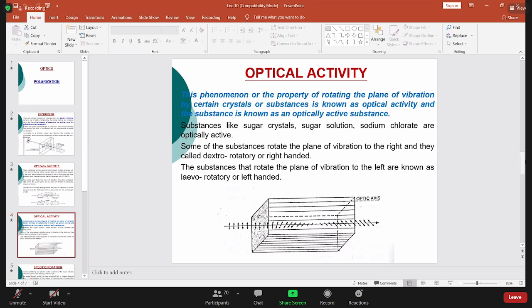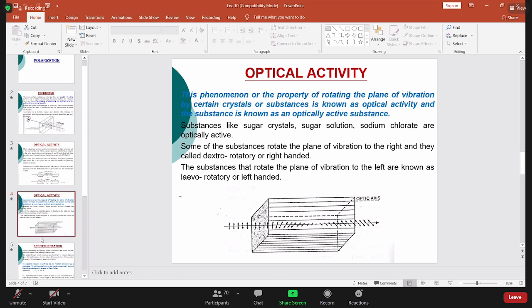Some substances rotate the plane of vibration to the right; that is known as dextrorotatory or right-handed. Sometimes they rotate the plane of vibration to the left, known as laevorotatory or left-handed. So optical activity is the property of rotating the plane of vibration by certain crystal or substance, and the substance is known as an optically active substance. We'll read this as a definition.